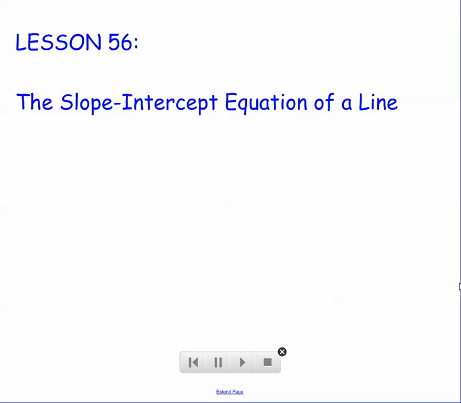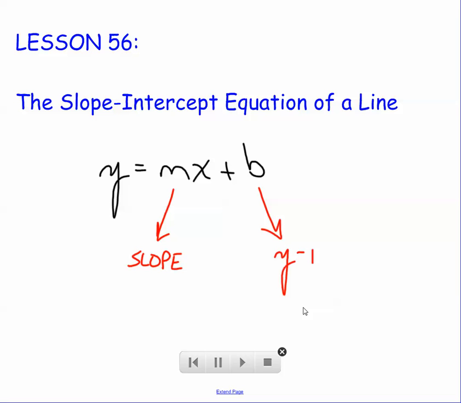Slope-intercept form of a line. This is going to be a nice little shortcut to graphing equations. This is slope-intercept form, y equals mx plus b. X and y are just unknown variables, any ordered pair. M is the slope of the line, and b is the y-intercept of the line. So if we can get an equation to look like this, we can very quickly identify the slope and the y-intercept.